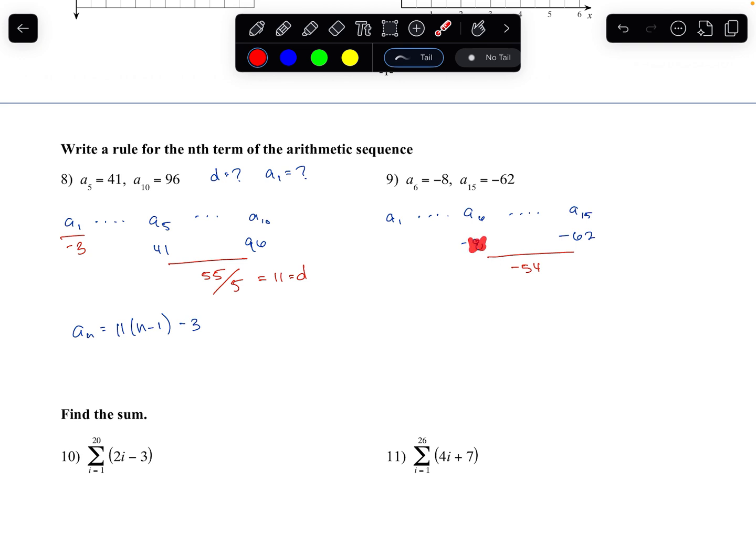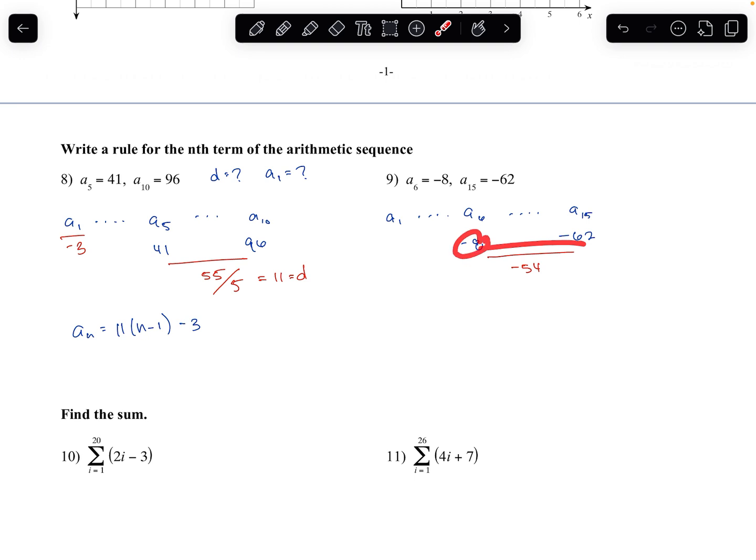Negative 8 to negative 62. Or you can even just think about it as 62 minus 8. If you think about it in terms of absolute value, you're going to get 54. But because you are decreasing from negative 8 to negative 62, it's negative 54. And how many terms are between here? So from 6 to 7 to 8 to 9 to 10, 11, 12, 13, 14, 15.